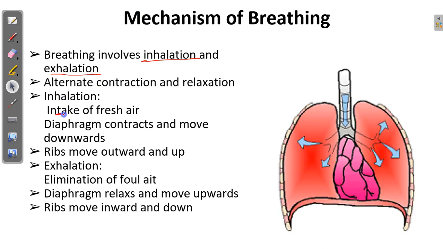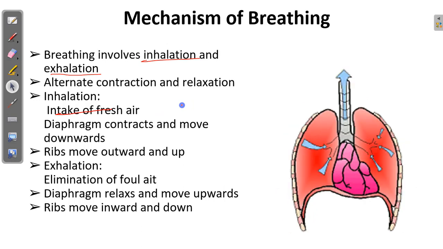Here you can see inhalation, intake of fresh air. Alternate contraction and relaxation of the diaphragm helps in this inhalation and exhalation. So let's see what happens in inhalation. First we will talk about inhalation and later on exhalation. As I discussed in the last session, the respiratory system consists of a very important muscular structure present at the end of the chest cavity or thoracic cavity, that is the diaphragm. This diaphragm is present at the end of your thoracic region and it supports your lungs.